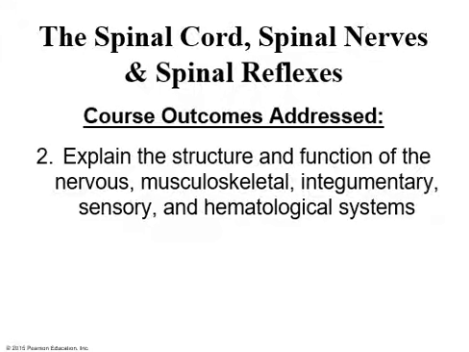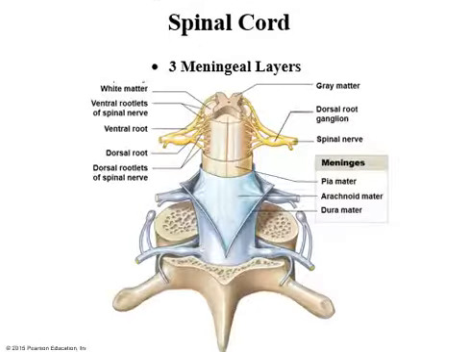Today what we're going to continue talking about is looking at the other tissues that are going to be present around the spinal cord, and then we'll also get further in depth looking at that white and gray matter that makes up the cord.